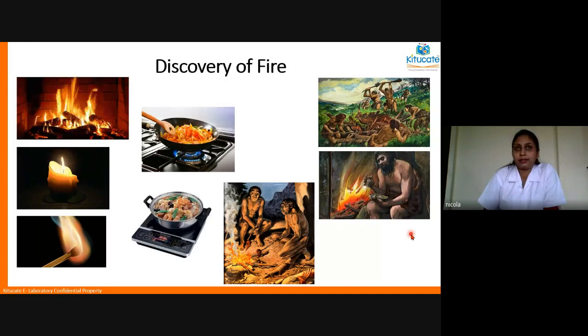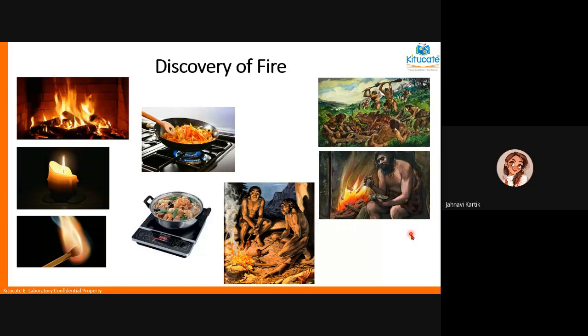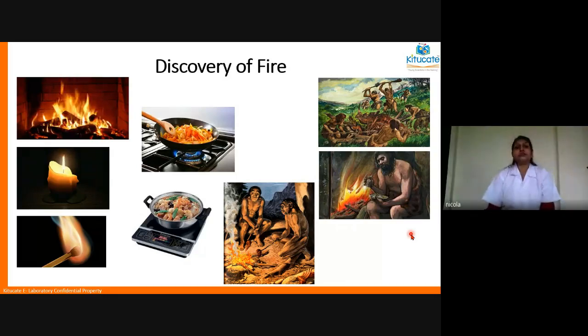So, do you all know how fire was discovered then? Thousands of years before, fire was discovered. But how it was discovered, do you all know about it? No. So, early men rubbed two stones together. They continuously rubbed two stones together. And then due to the friction between the two stones, fire was developed. Fire was discovered. And it was an accidental discovery. It was not intentional, it was accidental.